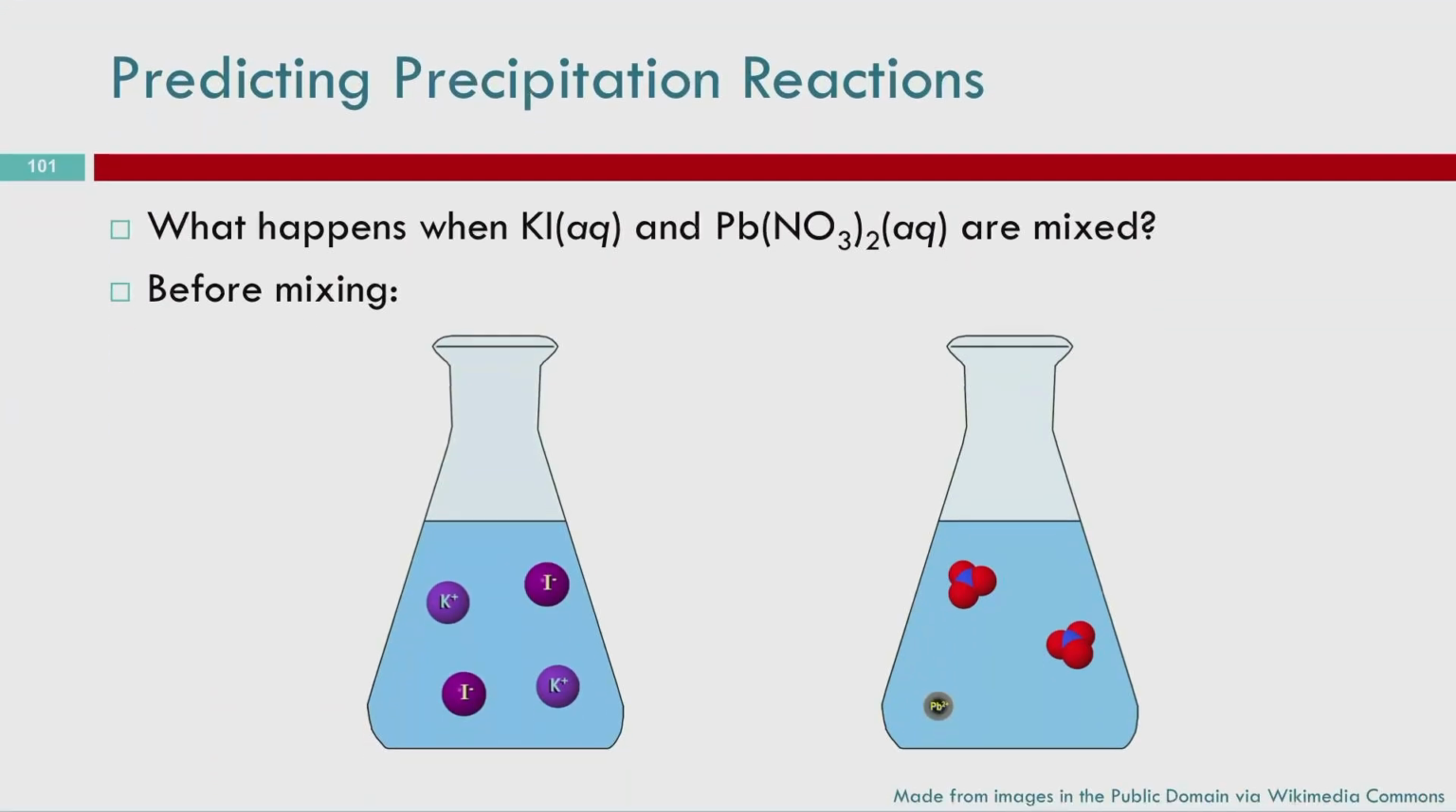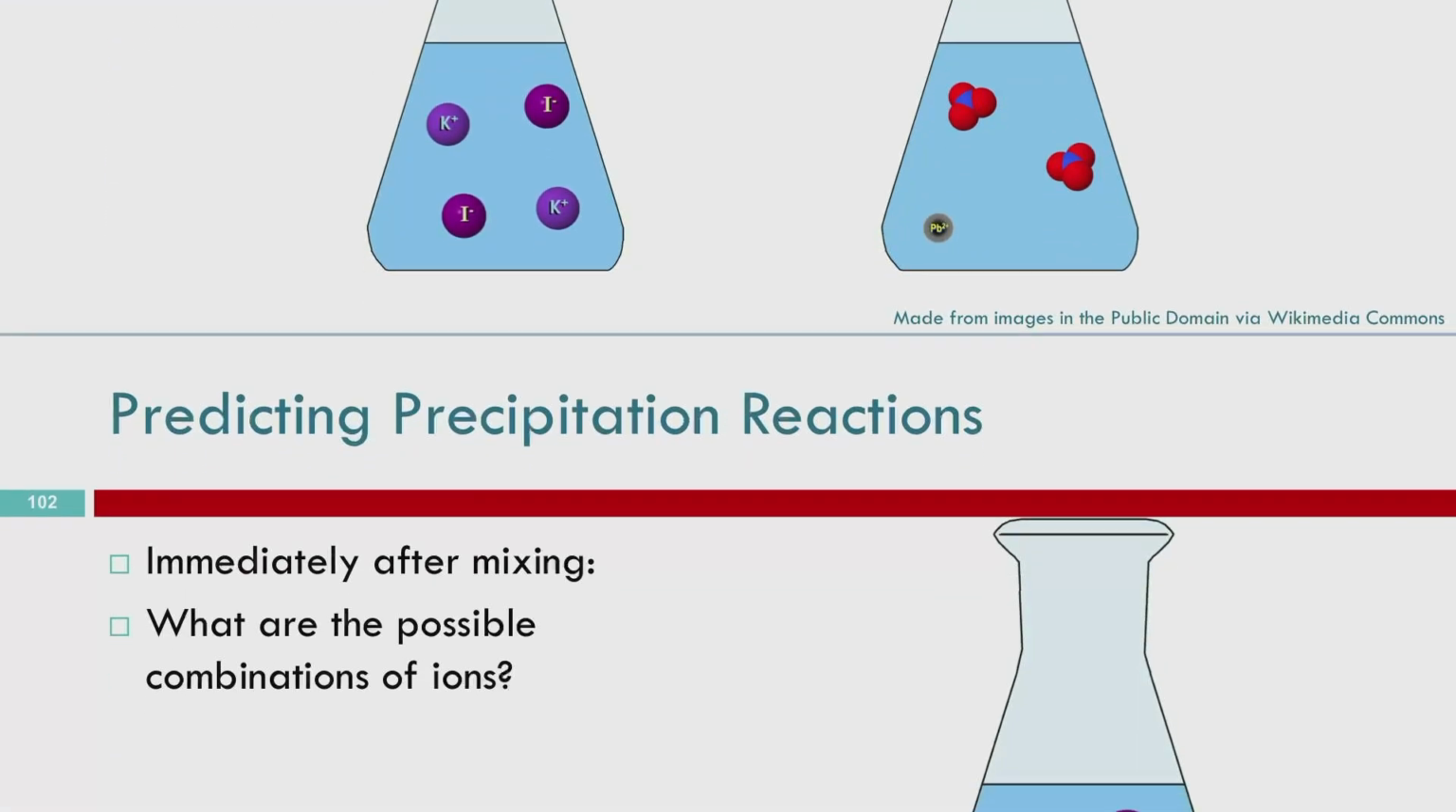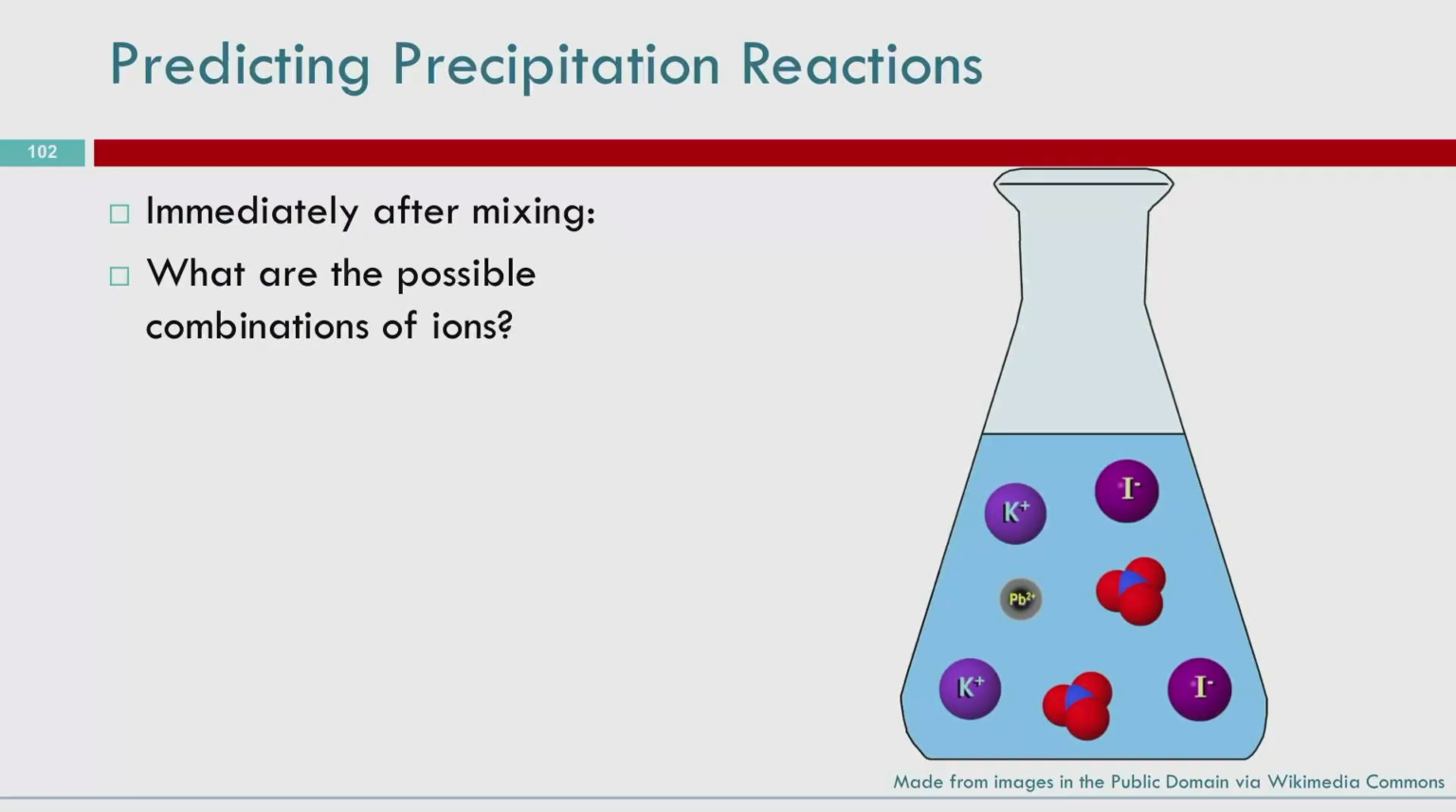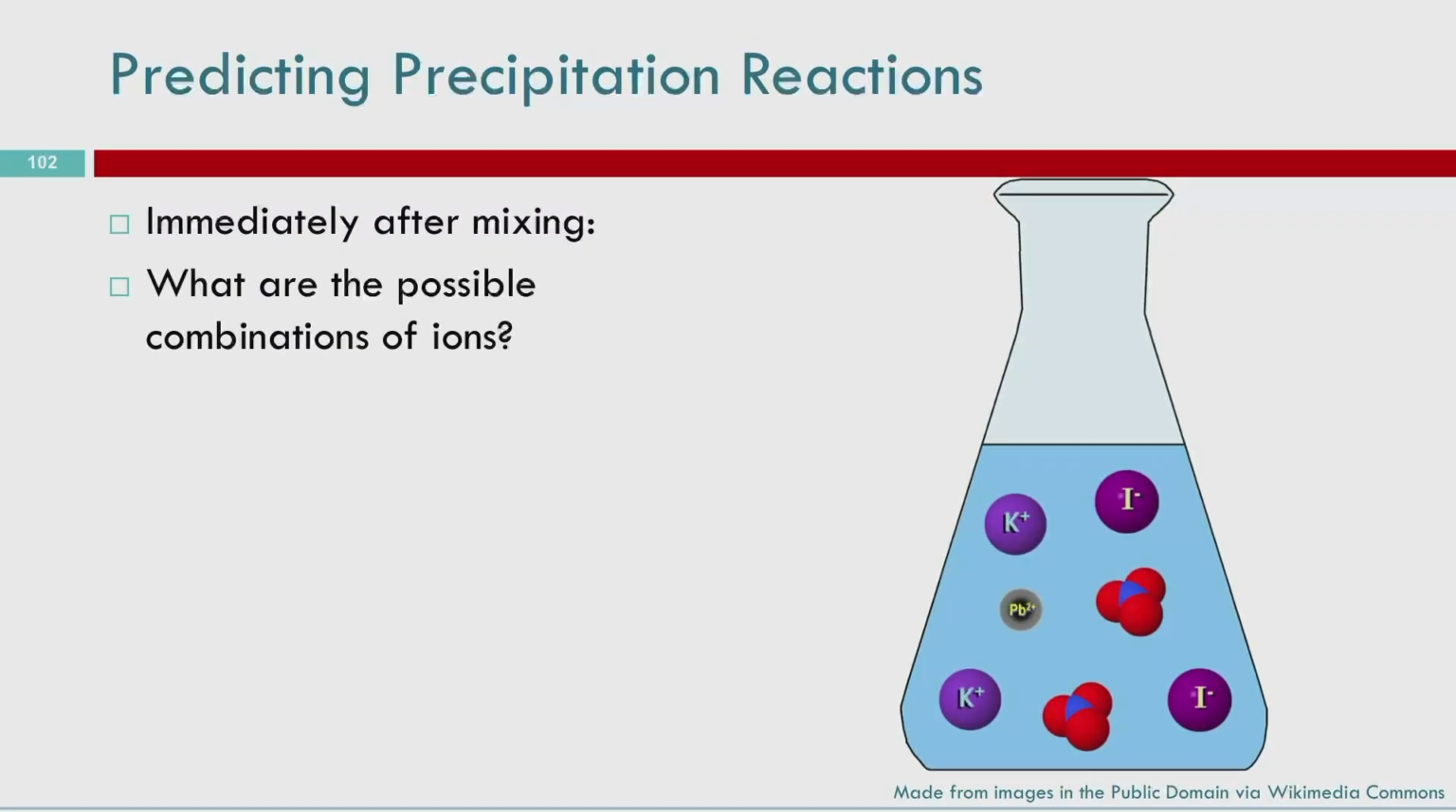So for example, let's say that we've got KI and Pb(NO3)2 solutions that are mixed. So before we mix them, we've got our two solutions. We've got our potassium iodide. They're dissolved. There's no intact units. We also have our Pb(NO3)2 in this other flask. So we've got dissolved solutions, no formula units intact. Immediately after mixing, this is what our flask looks like. So before anything has been allowed to react, assuming we just instantaneously mix them, this is what it would look like. What possible combinations of ions can we come up with?